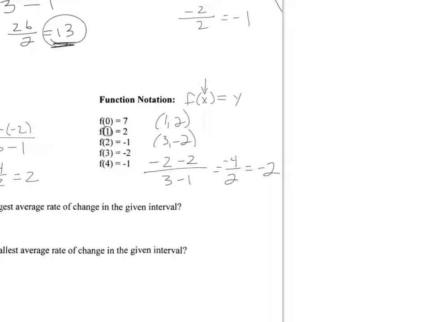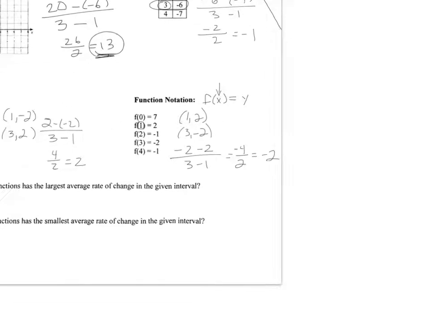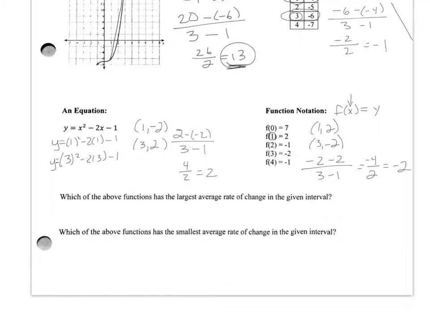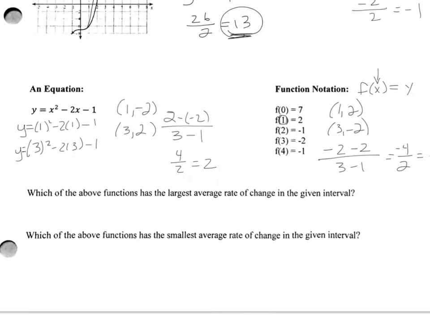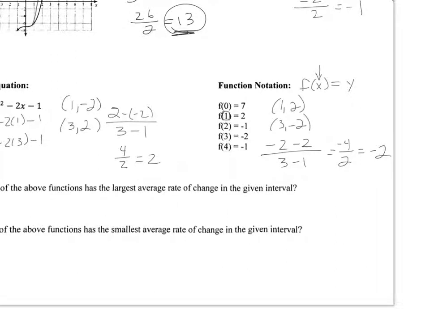So these two actually have the same rate of change. This one and this one are exactly the same. This one's going up at 2 and down 2. So let's say you were, I don't know, earning money at $2 an hour. So here you're making $2 an hour. Here you're losing $2 an hour, but the change is still the same between the two.